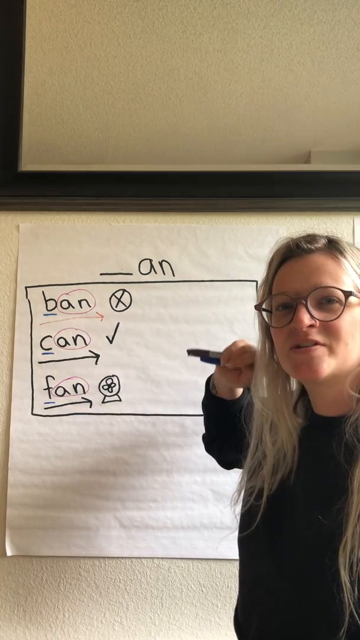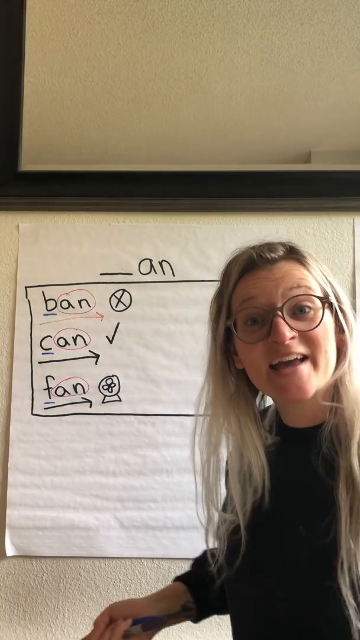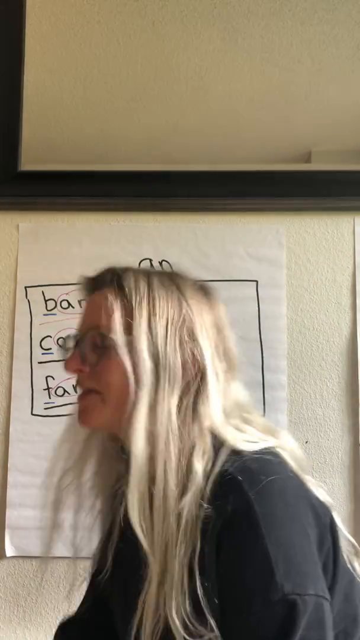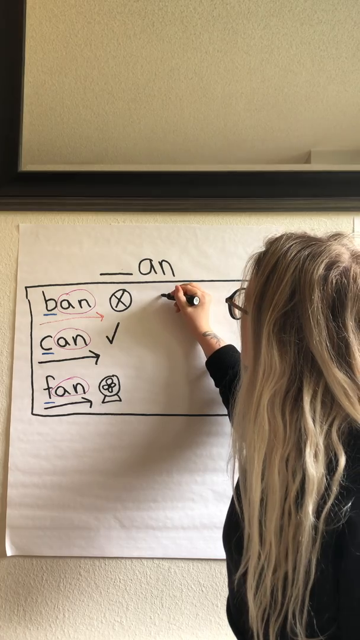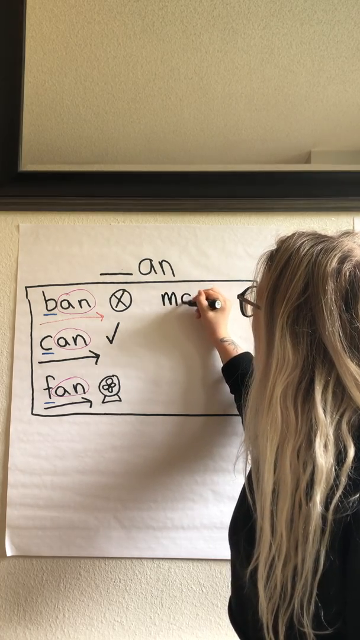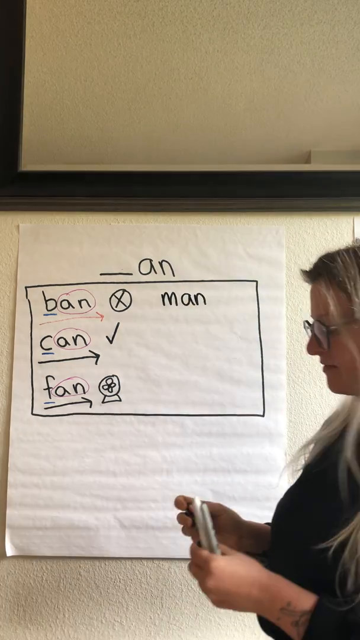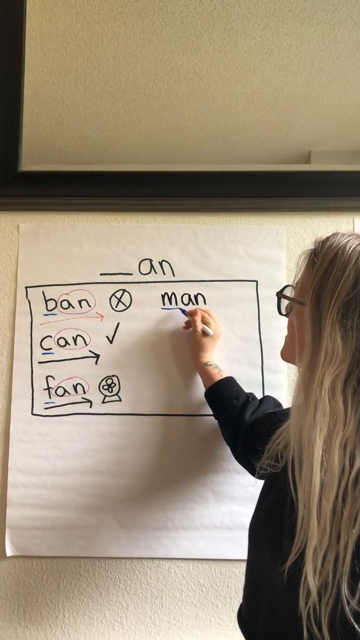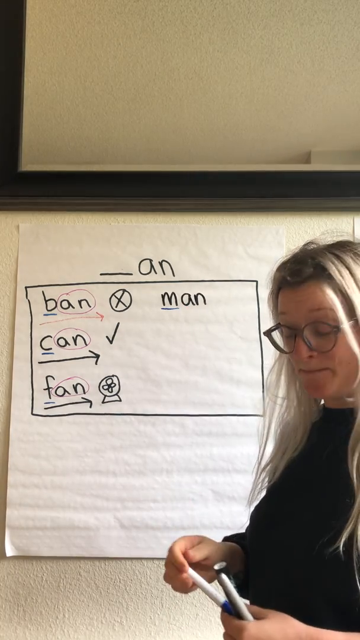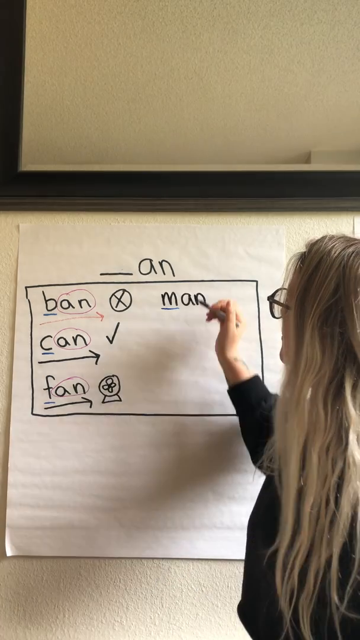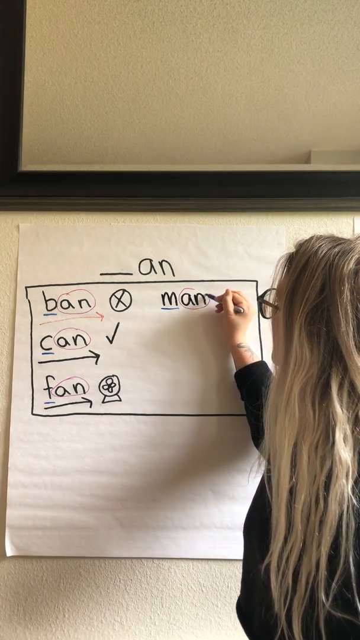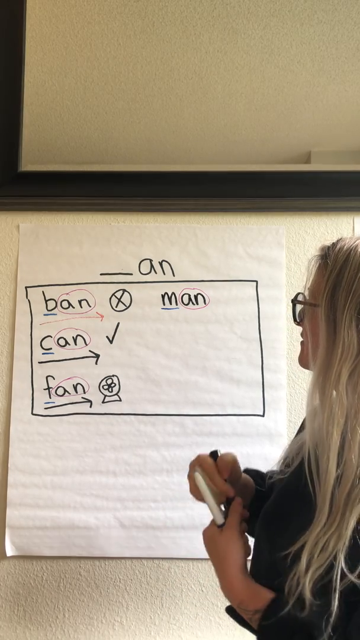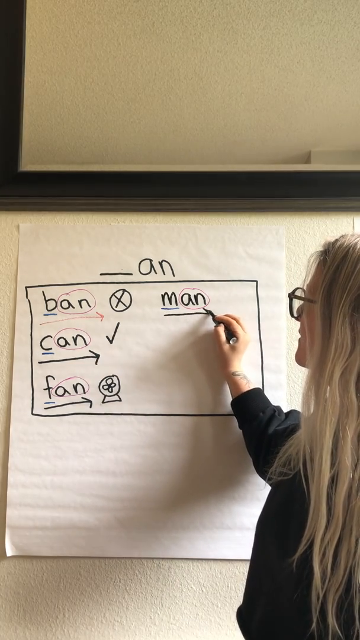An. What word does that make? Man. Is that a word we've heard before? Let's write it. An. Man. So again, I'm going to underline the first sound, and we're going to circle the word family "an." And if we put it together, an, man.